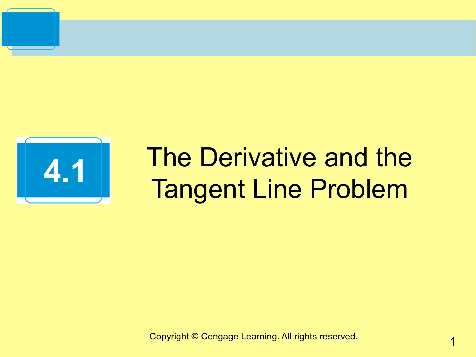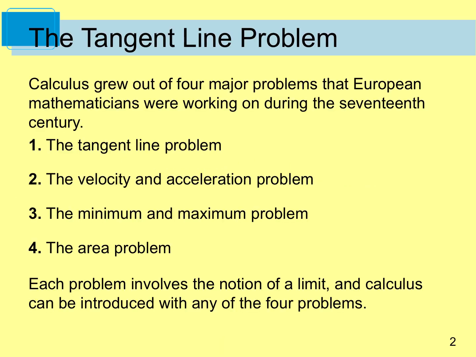4.1, we're going to talk about the derivative and the tangent line problem. So there's 4 major topics in calculus. We've got these 4. The first one is the tangent line problem. But all 4 of these involve limit notation. So limits do not go away. We keep using limits to help us solve different things.